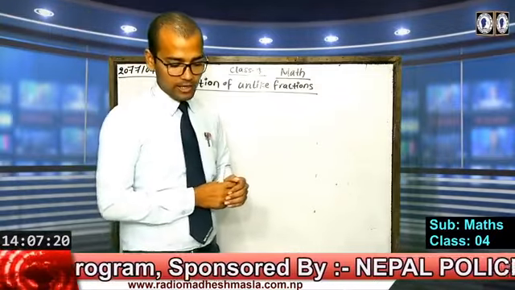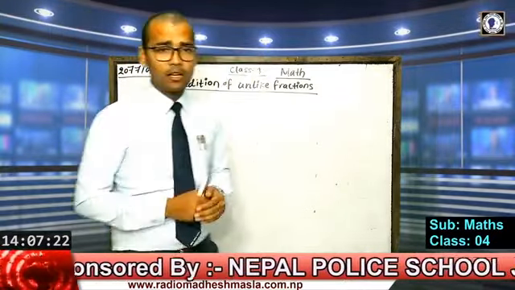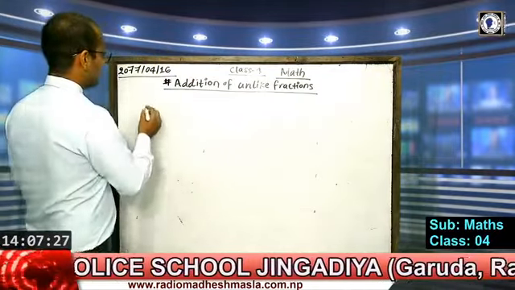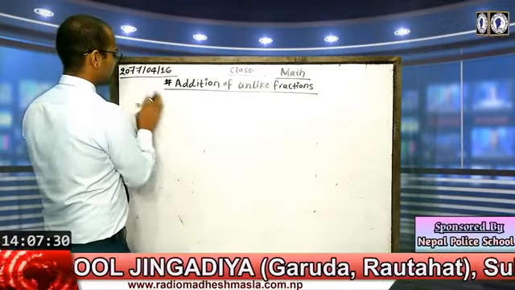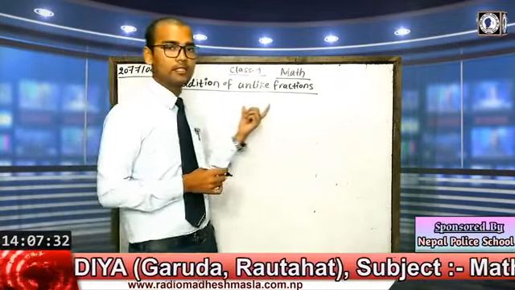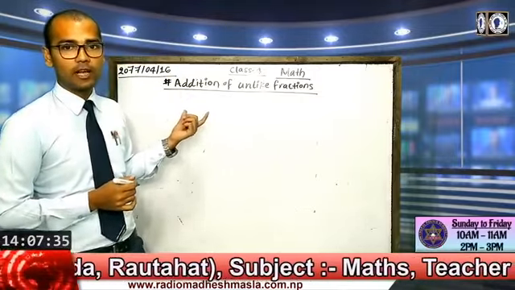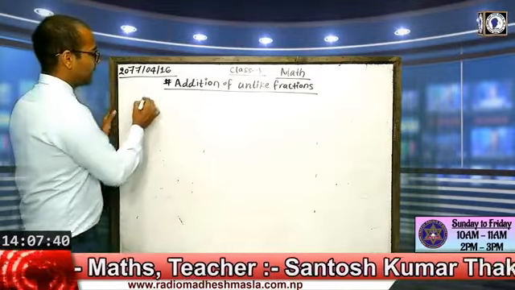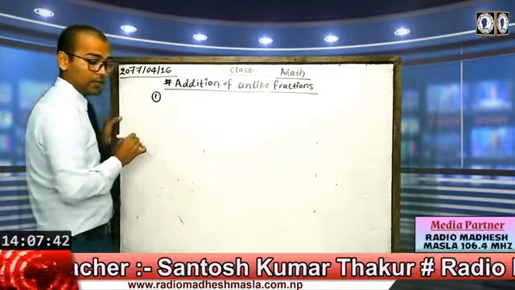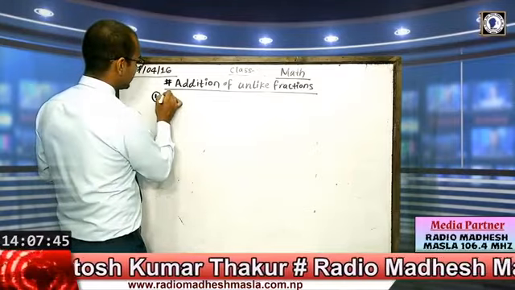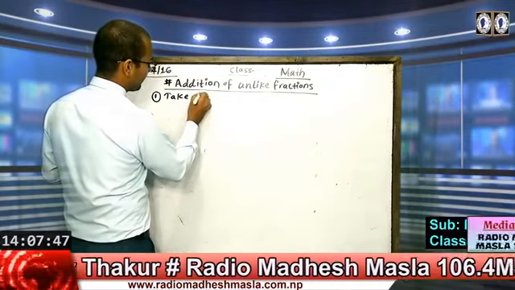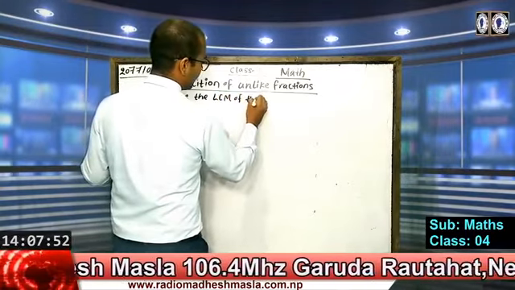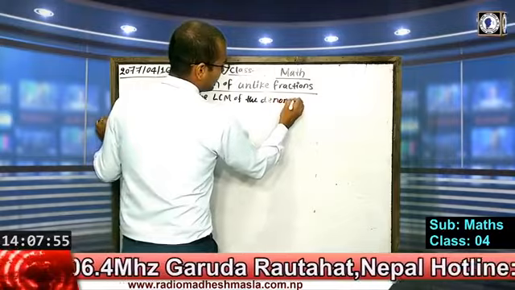Yes, so we have some similar process and some different. First we need to write the rules of addition of unlike fractions. We need to know how we can add unlike fractions. In the first rule, we take the LCM of the denominators.